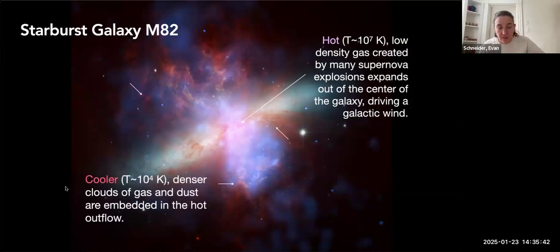And then embedded within that, there's all of these cooler clumps. So 10^4 Kelvin clumps of gas and dust that are spatially coincident with the hot phases of the outflow. And so this is a complex ecosystem. If I were giving a slightly different talk, I would spend a lot of time talking about why it's so important that we understand how this process of supernova explosions driving gas out of galaxies works. In this case, I actually want to focus more just on the properties of the gas in this system itself.